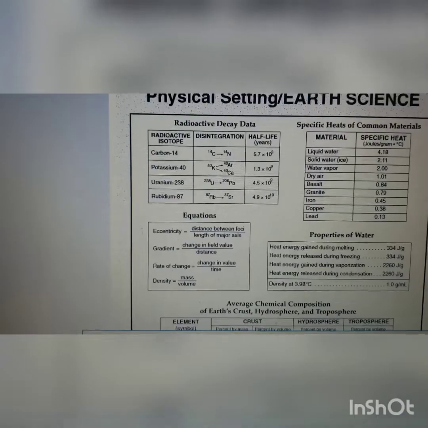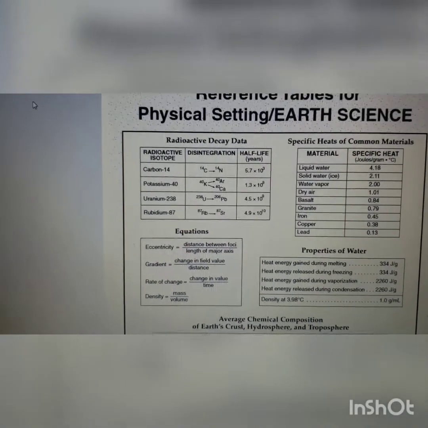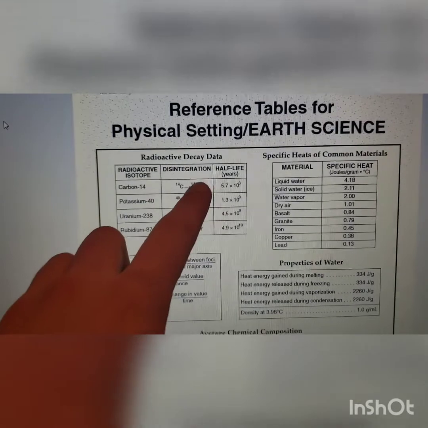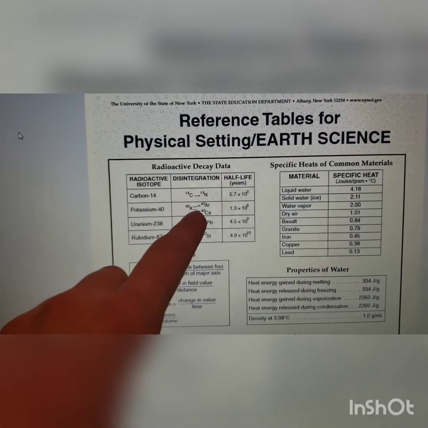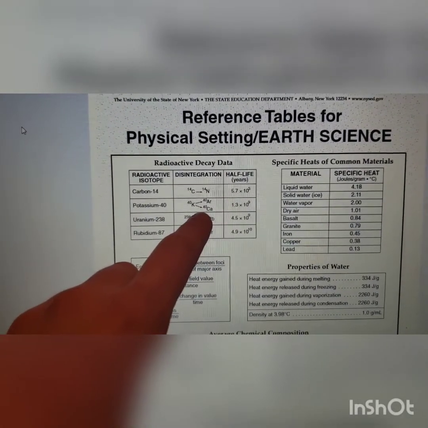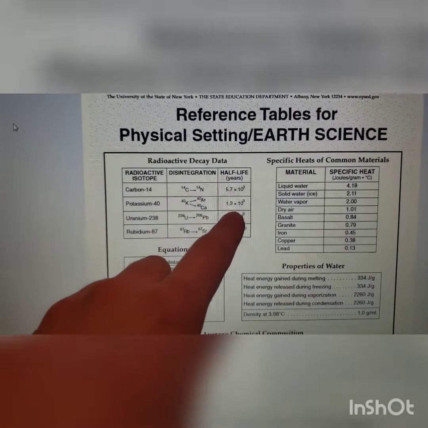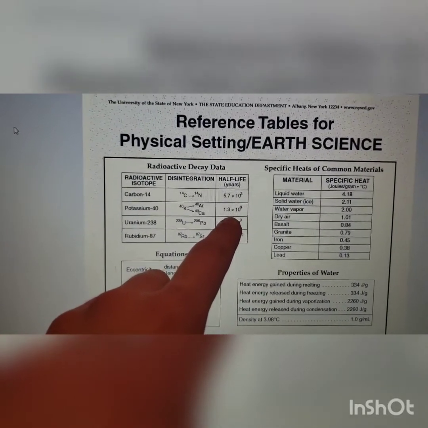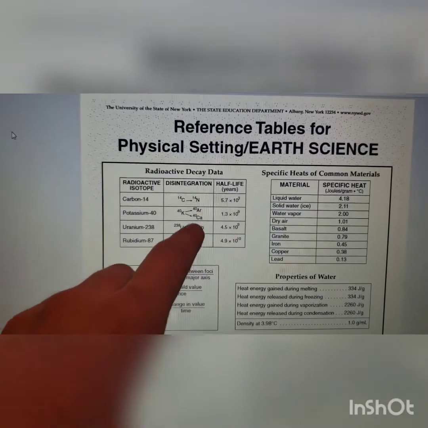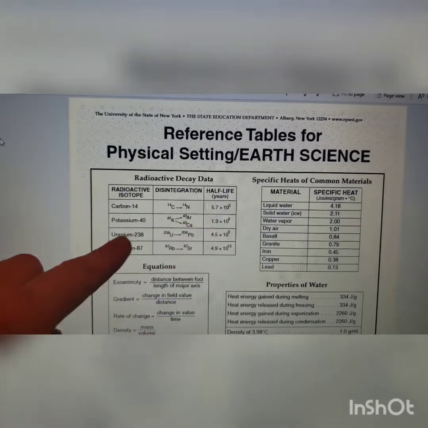Now I'd like to move on to rock symbols, so I'm going to pause the video and bring out my reference table. This is what I mean by page 1 of your reference table. See, carbon-14 turns into nitrogen-14, has a half-life of 5,700 years. Then we have potassium-40. Potassium-40 can turn into either calcium-40 or argon-40, and its half-life, look at that, it's 1.3 times 10 to the 9th power. It's crazy. So that has a way higher half-life.